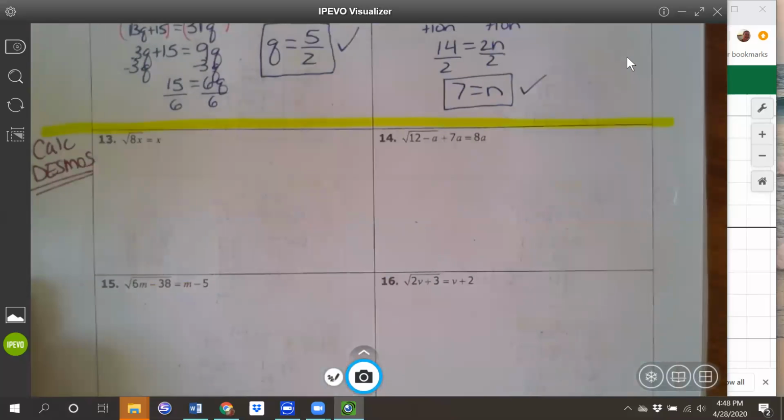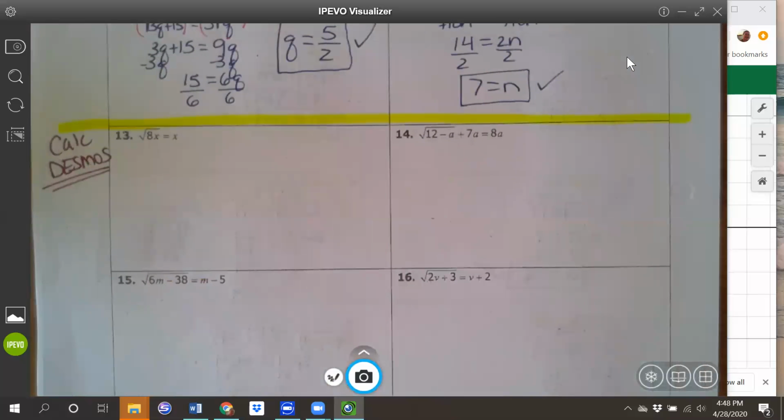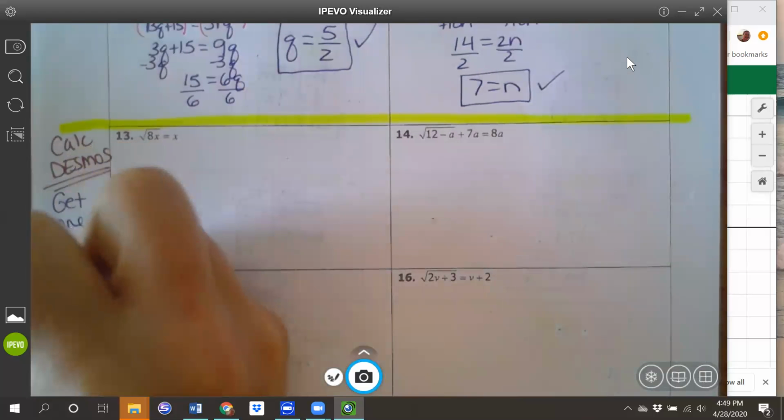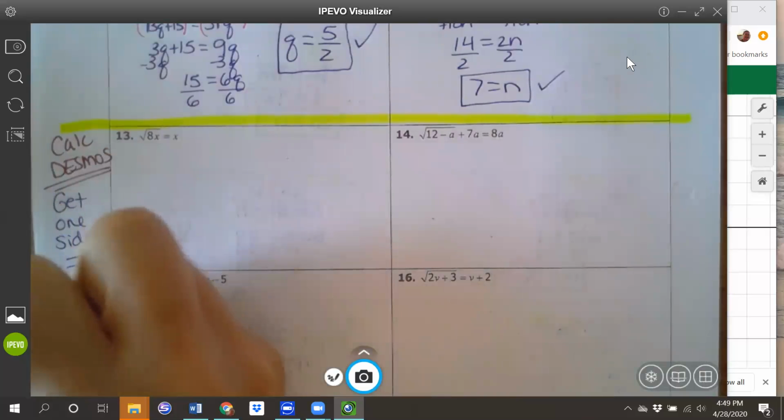Okie dokie. So on these last 6, I just want to show you quickly how to put these into your calculator or how to put them in on Desmos in order to find solutions. So what you're going to do is you are going to get one side to equal 0.